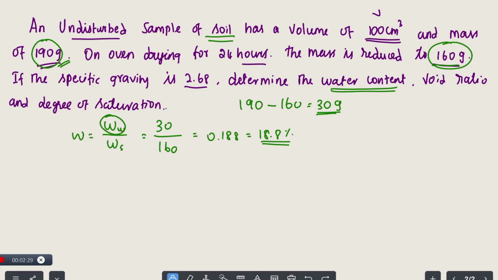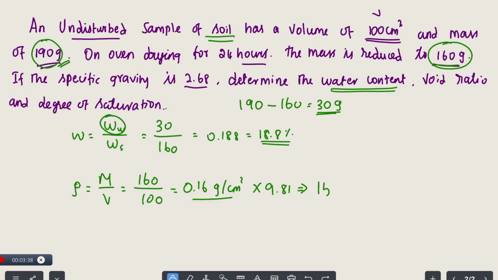The second thing is we can find out the void ratio. For void ratio, first we find the dry density, and after that we can find the void ratio. Dry density is equal to mass by volume. So the dry soil weight is 160 divided by volume 100, which is 1.6 gram per centimeter cube. Now we can convert into unit weight by multiplying by 9.81, so that is equal to 15.69 kilonewton per meter cube.